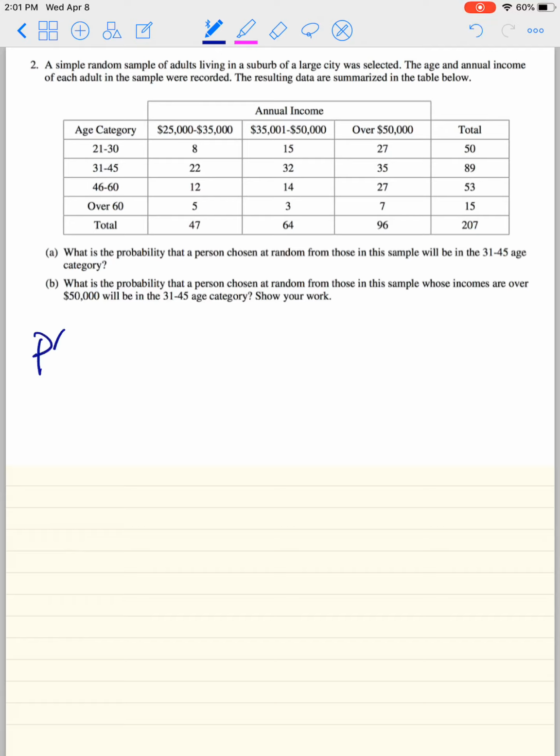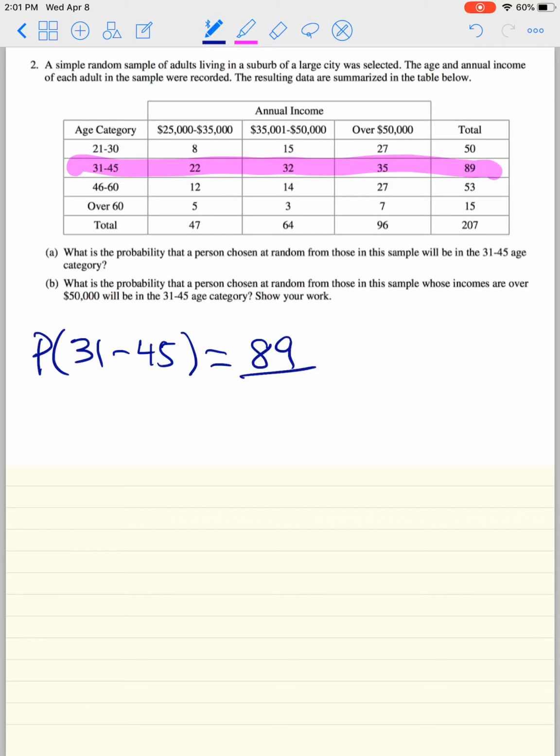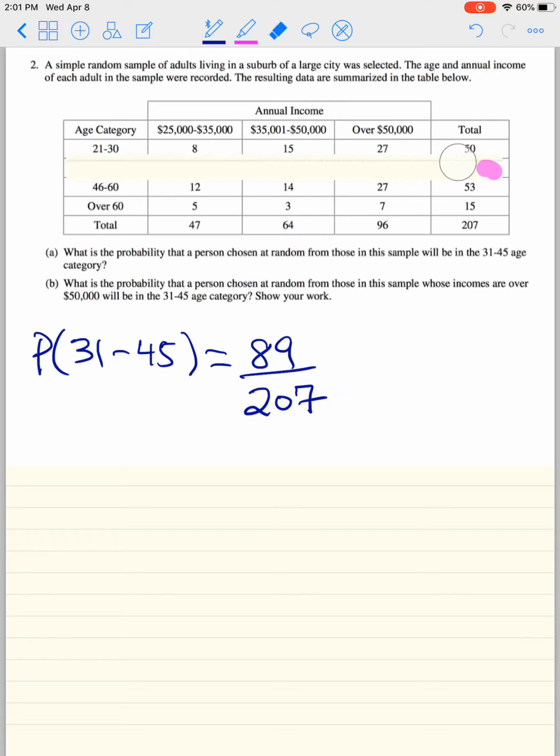Well, anyone chosen, doesn't matter how much you make, the probability of 31 to 45 is going to be this guy right here, and that's 89 of them. Well, that's not a probability. It's out of the total. Why is it out of the total? Because it's not a conditional probability. It doesn't say given.